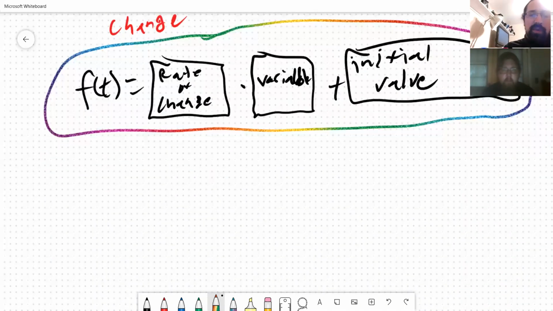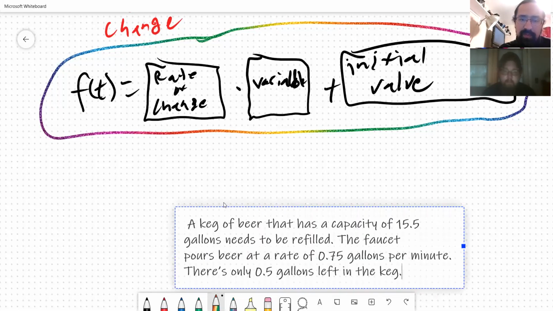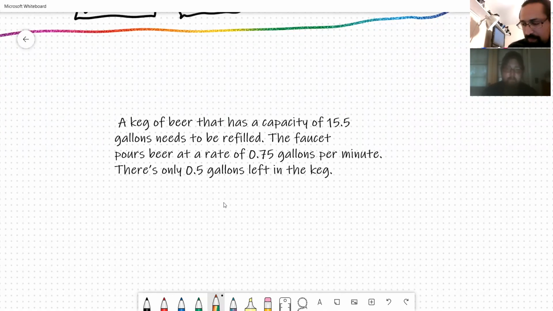All right. With this in mind, let's do one quick example. This is the example from the notes. Hopefully you read them ahead of time. You're at a party, and we need to go get more beer. You have a keg with a capacity of 15.5 gallons, and it needs to be refilled. The faucet at the store pours beer at the rate of 0.75 gallons per minute. Fortunately for you, there's still half a gallon, 0.5 gallons, left in the keg.